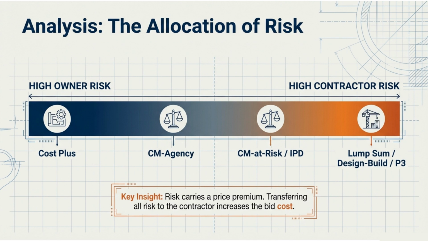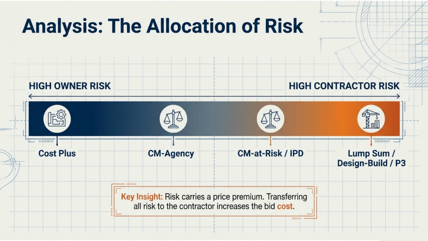Now let's get into the psychology of risk allocation. This slide is basically the who takes the hit when things go wrong spectrum. On the far left, we have high owner risk. That's cost plus territory. The owner is basically saying, I trust you completely, contractor. Here's my wallet. In the middle, we have the balanced approaches, CM agency and CM at risk IPD. These are like Switzerland, neutral, balanced. Everybody shares a little bit of the pain and the gain.